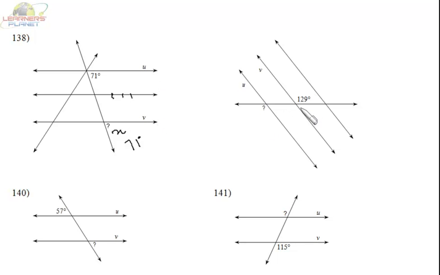Here in this case, we consider these two lines, the 129 and this missing angle, suppose x. Both of them are alternate exterior angles. If they are the same, the lines will be parallel. So this missing angle should be 129 degrees. Clear? In this case also, 57 and this angle are alternate exterior angles. If they are the same, then the lines U and V will be parallel.